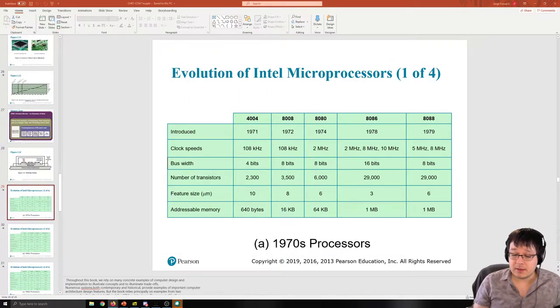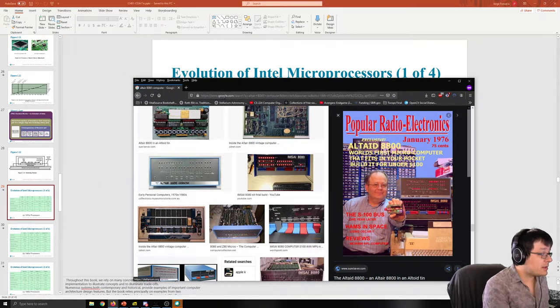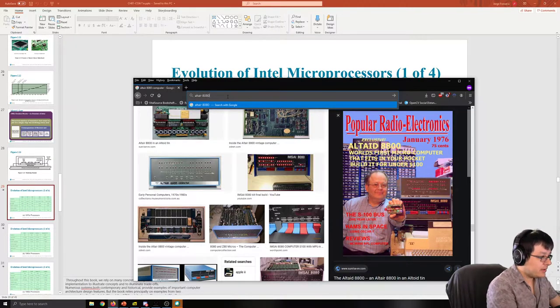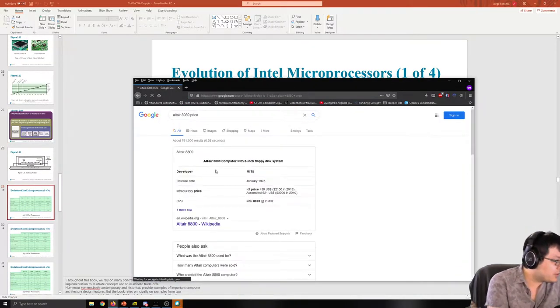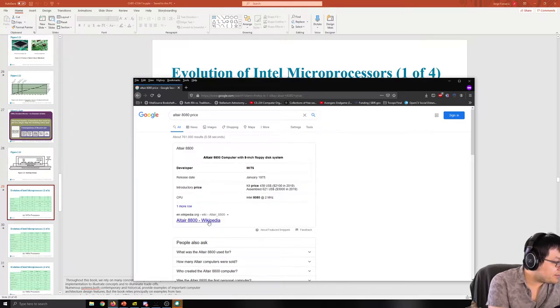And you know, what was the price actually? Because that's actually kind of an Altair 8080 price. Let's see what they actually sold for. Oh, it says right there actually. Introductory price $439, which the equivalent today would be about $2,000 essentially. Assembled, so I guess if you wanted it versus putting it together, then it would be $3,000. So I guess for $900 you can get it assembled.